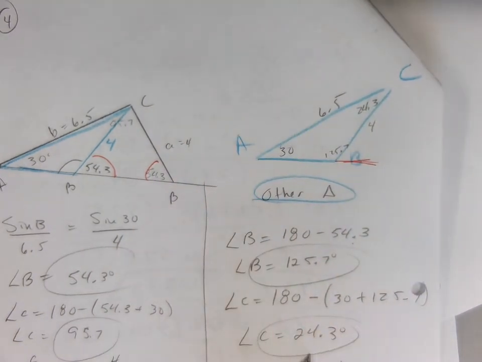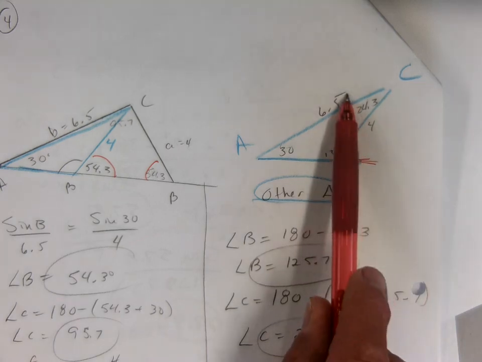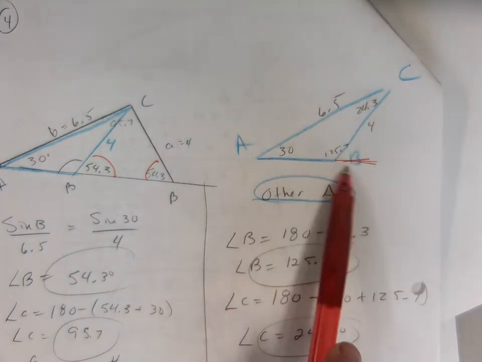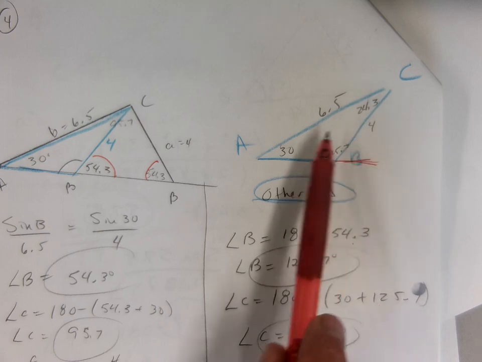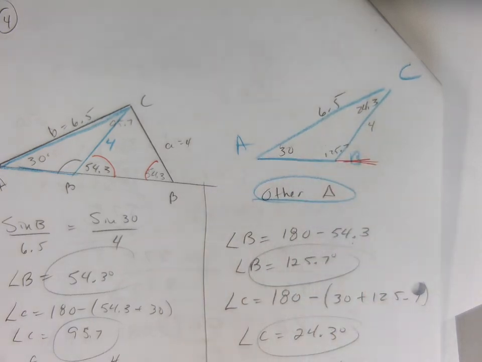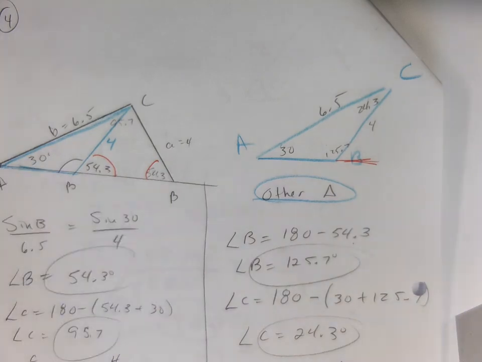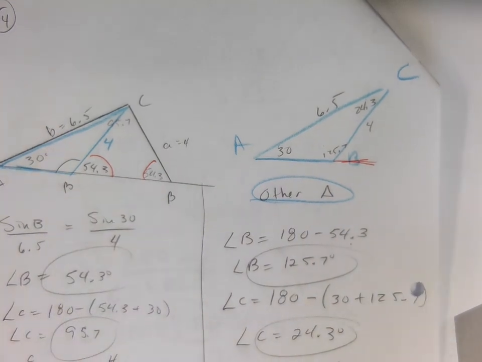And then to get angle C, I know there are 180 degrees in this blue triangle, so I subtracted from 180. I got 24.3. I also knew that if I needed side C, again, I have my opposites, right? So I can go sine of C over the sine of 24.3 equals the sine of 4 over sine of 30. Cross multiplied, and I got about 3.3, okay?